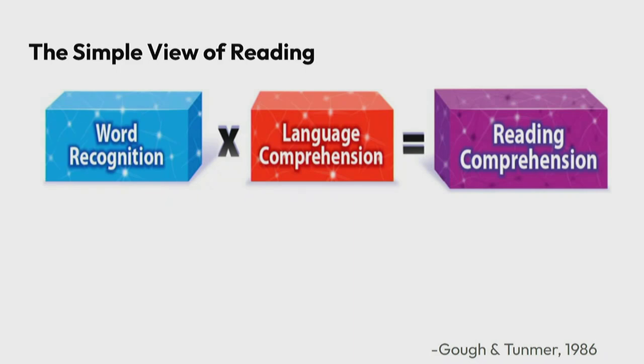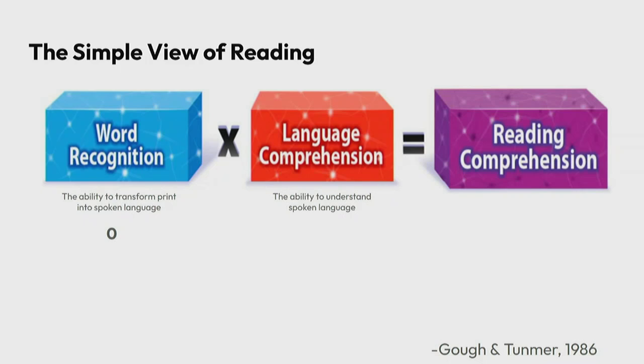So, for example, word recognition is the ability to transform print into spoken language. Language comprehension is the ability to understand spoken language. And when we talk about language comprehension here, we're talking about it for all learners. This is not about learning how to speak English or not speak English. This is about what we have to do as English speakers to be able to understand what is said to us or what we're reading. These two pieces, when multiplied, equal reading comprehension.